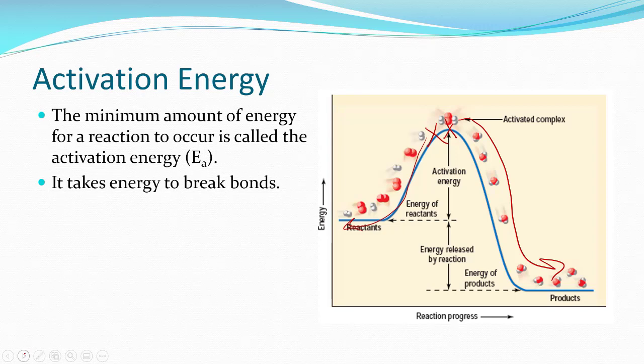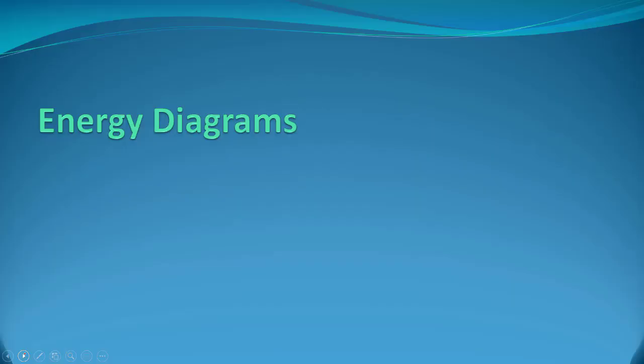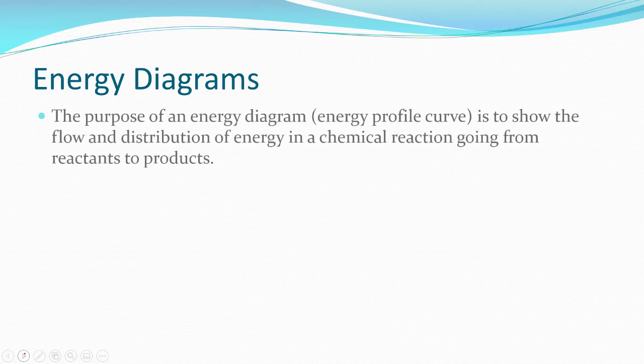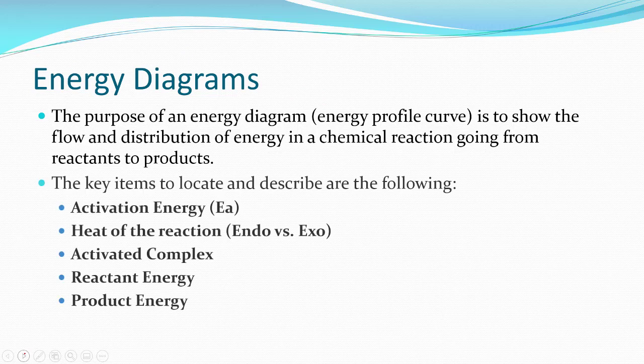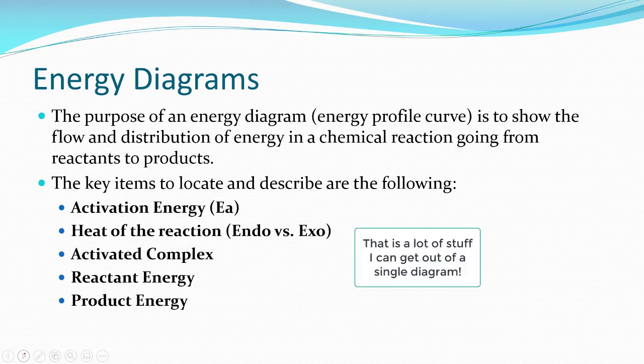So let's talk about these things called energy diagrams, okay? All I'm asking you to do is be able to interpret, and they're focused on energy. I want you to be able to interpret these diagrams to see what it is that they're showing. And so the purpose of energy diagrams literally is to show the flow and distribution of energy in a chemical reaction going from reactants to products. And we can get a bunch of key things from this. We can get the activation energy. We can actually figure out exactly what it is. We can figure out whether the reaction is endo or exothermic.